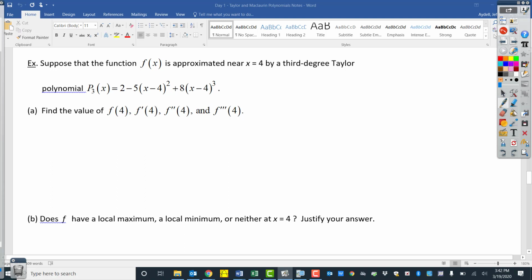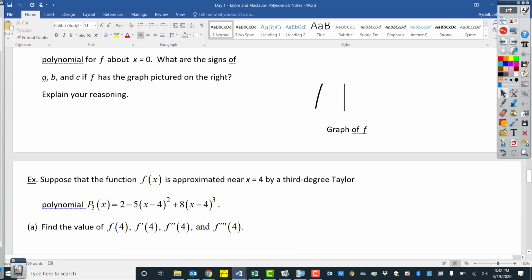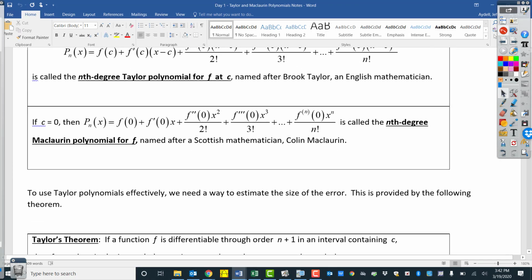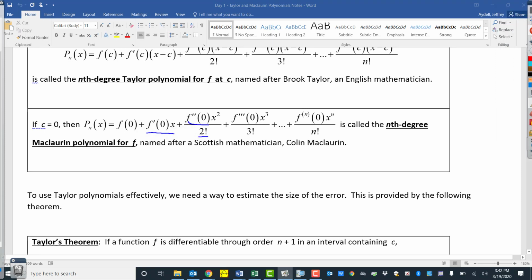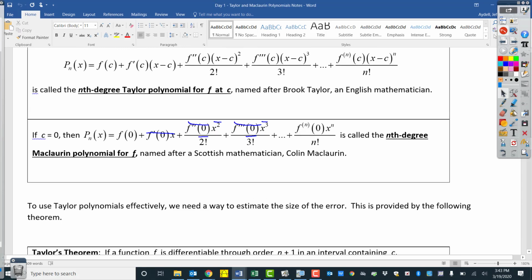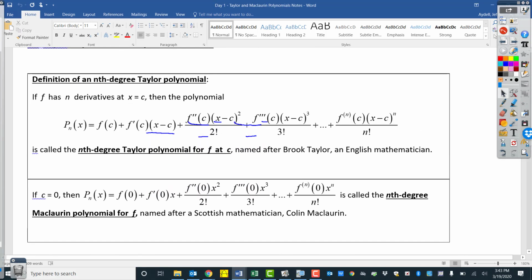Okay, let's look at this. Now, we know from our formula up here that f of 0 is the constant, f prime of 0 goes with x, f double prime of 0 is divided by 2 and goes with x squared, f triple prime of 0 is divided by 3 and goes with x cubed. That's for a Maclaurin. For a Taylor, it's very similar. All that's going to happen is it's going to be combined with x minus c.